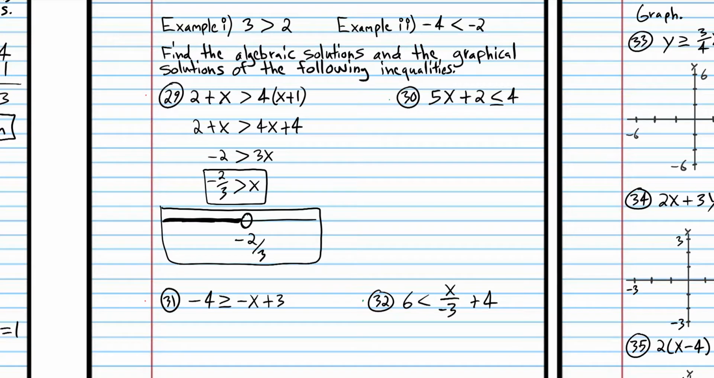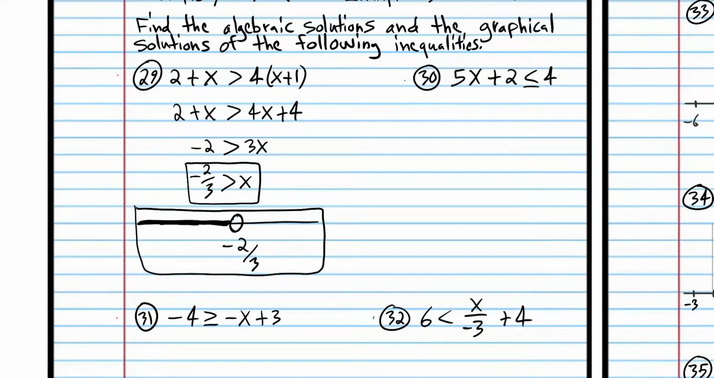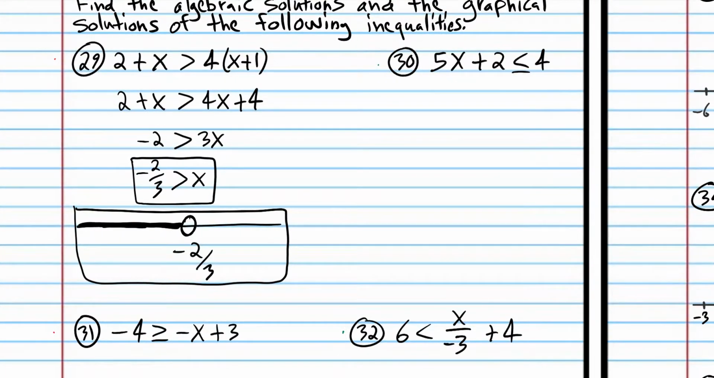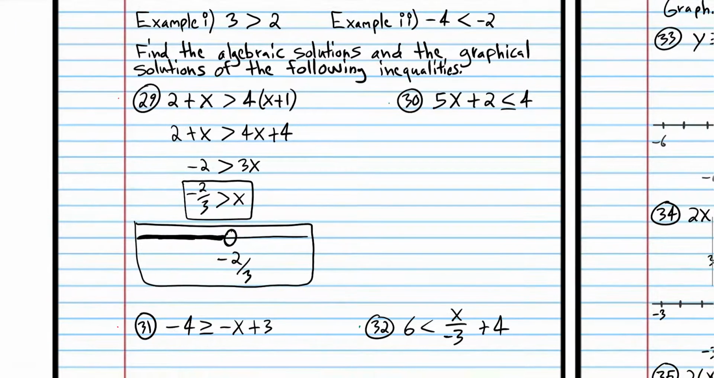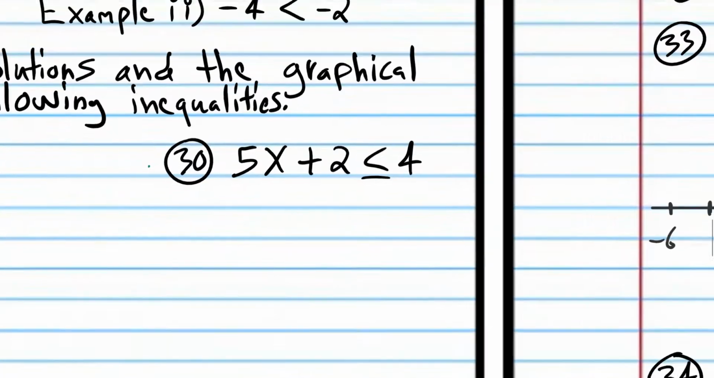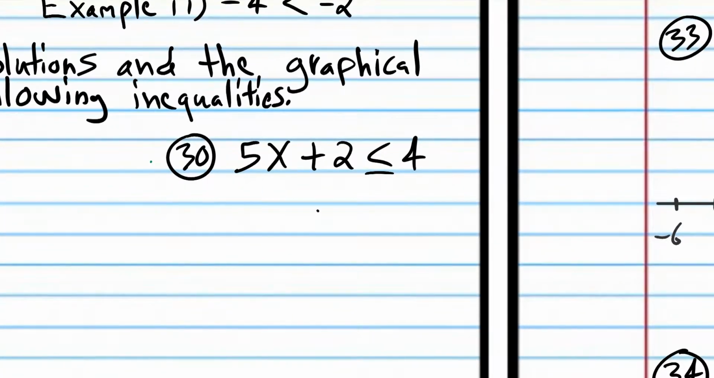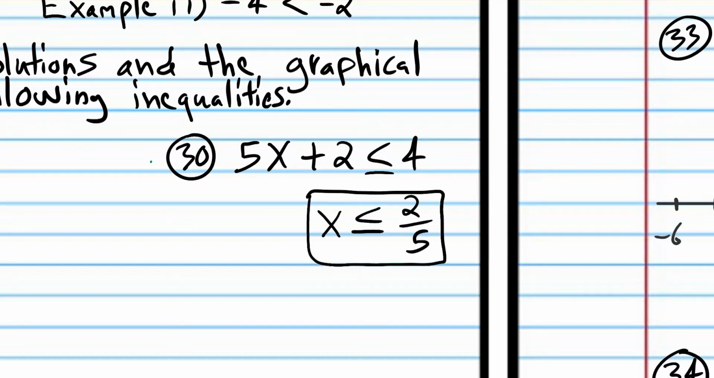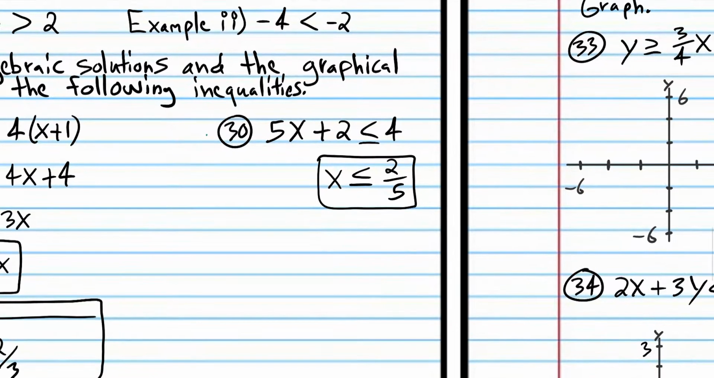For number 30, be aware that you're going to have to use a closed dot instead of an open dot because this is less than or equal to. So go ahead and try number 30, and when you come back, we'll do it together. All right, we're back. So subtract 2 from both sides, divide both sides by 5, and we have x is less than or equal to 2/5. So that is the algebraic solution of that inequality.